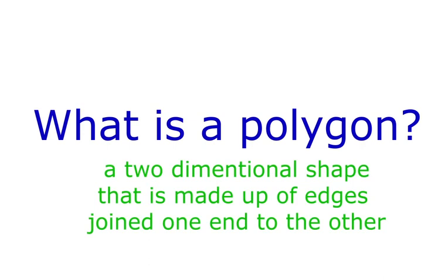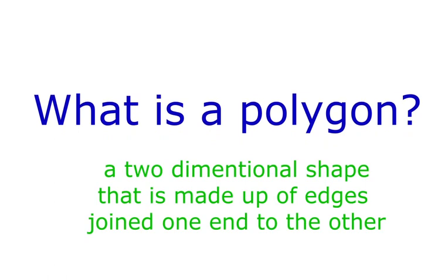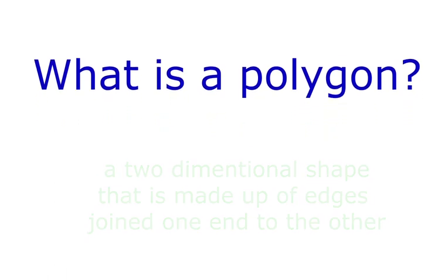So back to our question: what is a polygon? Well, the simple description of a polygon is a two-dimensional shape that is made up of edges joined one end to the other. So a two-dimensional shape is a flat shape, and you have several edges. Each edge is joined to another edge at one end and at the other end. So there are some very specific important rules that exist when it comes to a polygon.